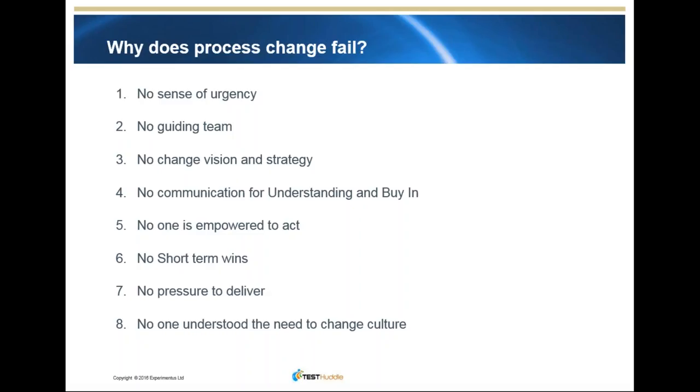There is no change vision or strategy. So there's change going on, but nobody quite knows why. Everybody can suggest that things could be improved, but unless there's a benefit to that improvement and an objective and a strategy, then there isn't any point in doing it.